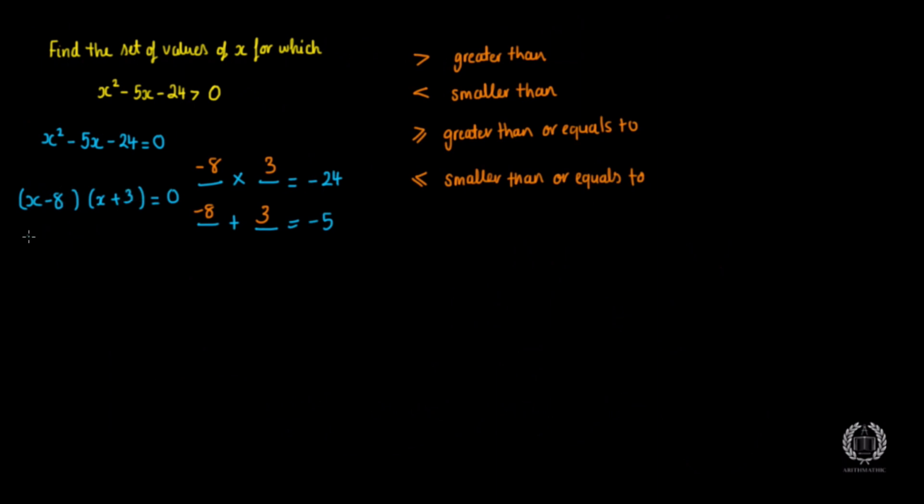Doesn't matter. Now what I'm going to do is I have one solution where x minus 8 is equal to 0, so x is equal to 8. And then the other solution is x plus 3 equals 0, so x is equal to minus 3, because I'm bringing 3 to the other side and I'm bringing 8 to the other side, and the sign changes. Now I found my values of x.